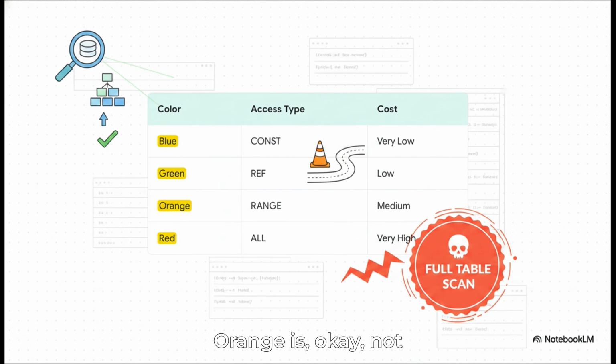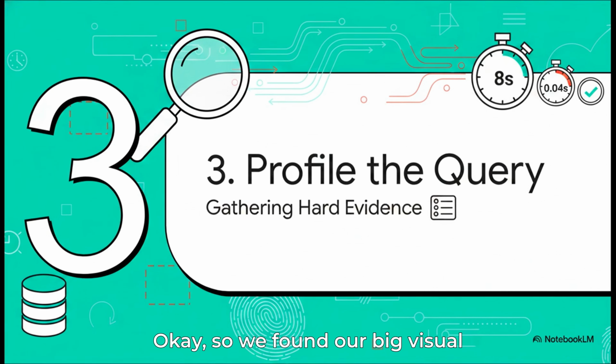Orange is, okay, not great, but not terrible. But red represents an access type called ALL, and that means a full table scan. That's our smoking gun. Okay, so we found our big visual clue, that angry red box. This tells us what is probably making things slow.